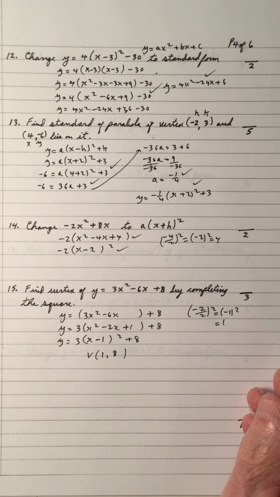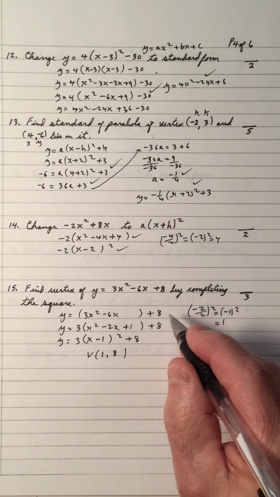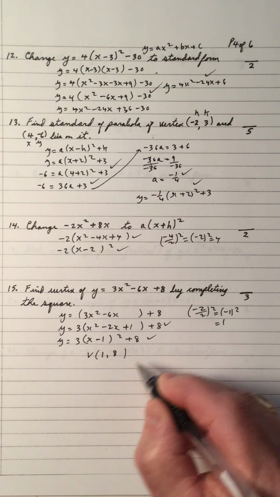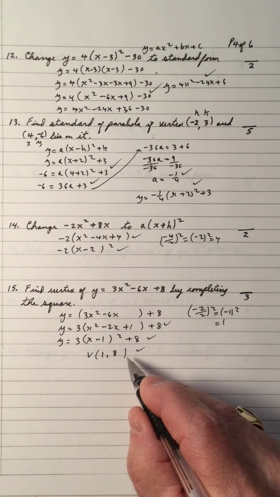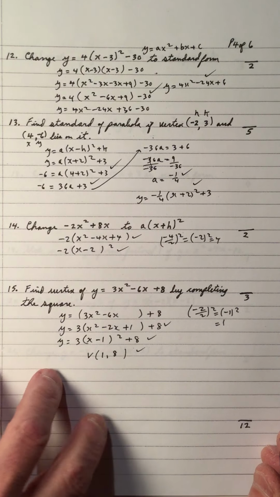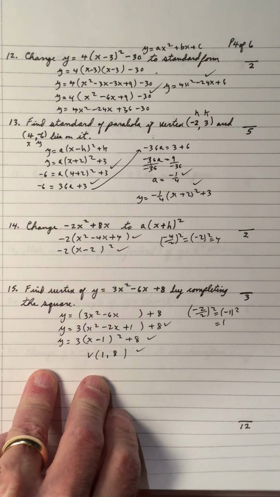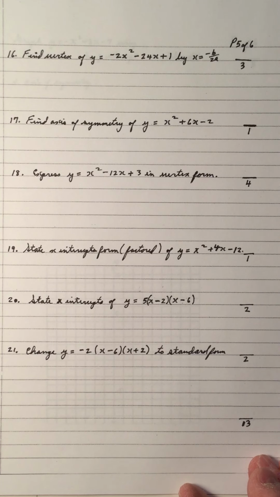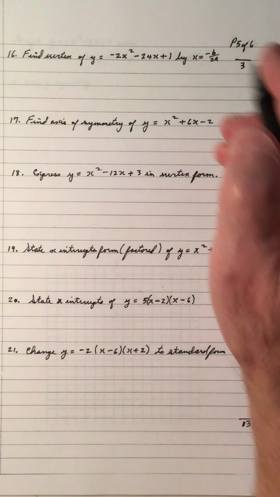So we have 3 marks to be distributed. If you have this step, you're correct. If you have this one, you get a mark. If you have the final answer, you get a mark. 3 all total. 12 for the page. Hopefully everything is going okay. You understand the different forms of a parabola, and you're able to work it out.